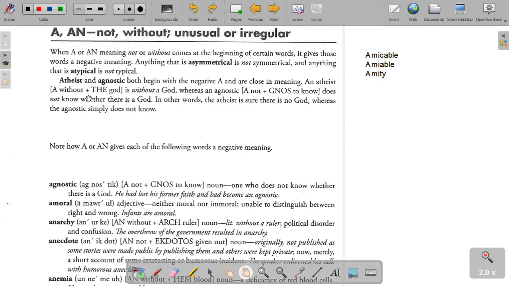Then we have the words atheist and agnostic. So an atheist believes that there is no God, a plus theo, which means God. Agnostic just thinks that we don't know whether or not there's a God. And of course, the root gnos, G-N-O-S, the funny spelling like that, is why we spell the word know, K-N-O-W, because the Greek G became a K in the English language, and so we don't pronounce the K, just like they didn't pronounce the G back then.